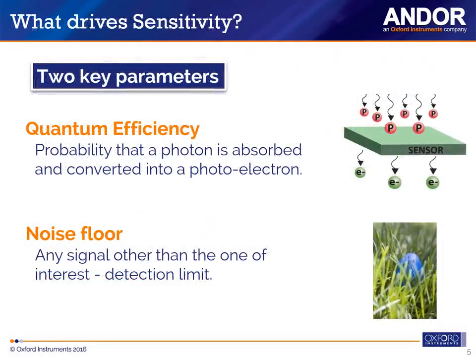So what drives sensitivity? For a detector like a CCD, an InGaAs, a CMOS, an EMCCD, the two key parameters are the quantum efficiency, so the probability to absorb a photon in the photoactive area of a sensor and convert it to a photoelectron that can be detected. The second aspect is the noise floor. It's basically on the image a grassy background here that hides the useful signal. So the higher this noise floor, the less chance basically to detect the very, very faint photon signals.